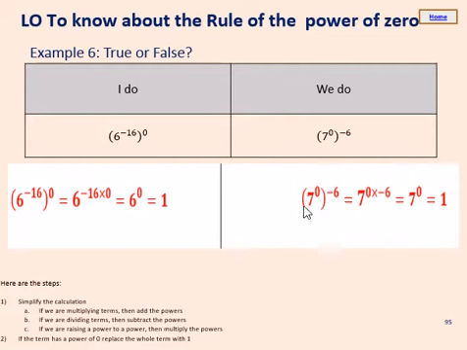And finally, for the we do, 7 to the power of 0, all to the power of negative 6. Again, remembering our power to a power rule, where we can multiply these two indices. 0 times negative 6 gives 0. So this becomes 7 to the power of 0, which equals 1. Really well done if you got that right. We're going to go on to some independent practice now, so please be ready to work.